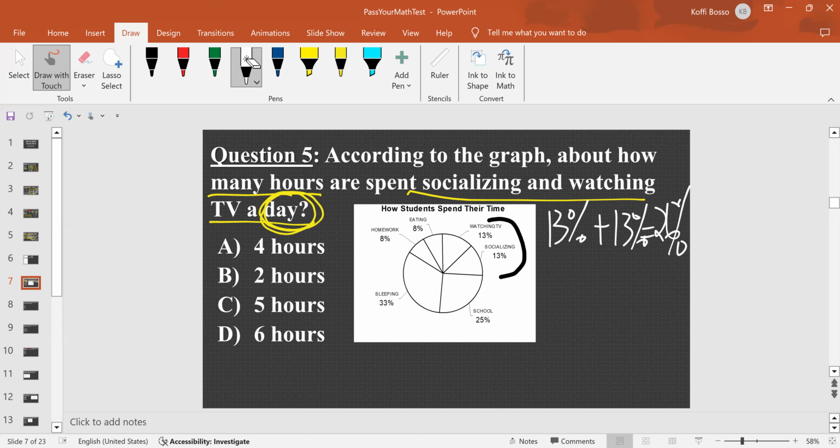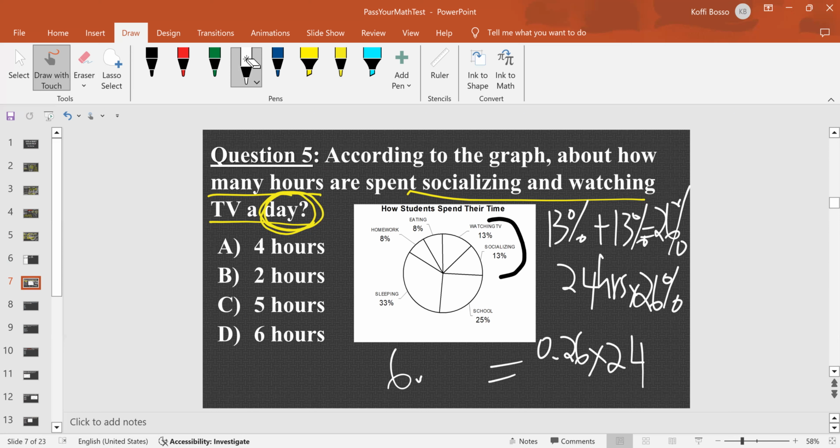Okay. Now, 26% of what? 26% of the total hours in a day. In one day, we have 24 hours. So we're going to multiply this 24 hours by 26%. So we're going to convert 26% in a decimal, which is 0.26, and we multiply this by 24. If you do the calculation, you get 6.24.